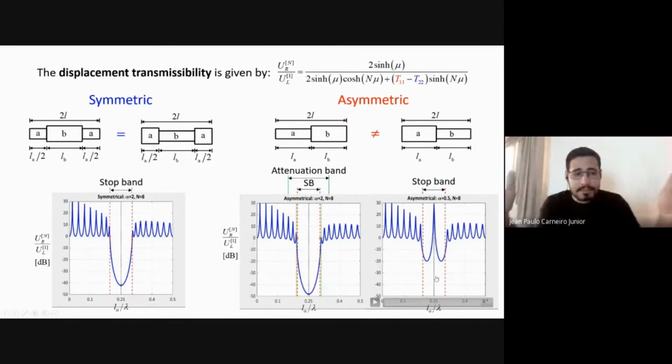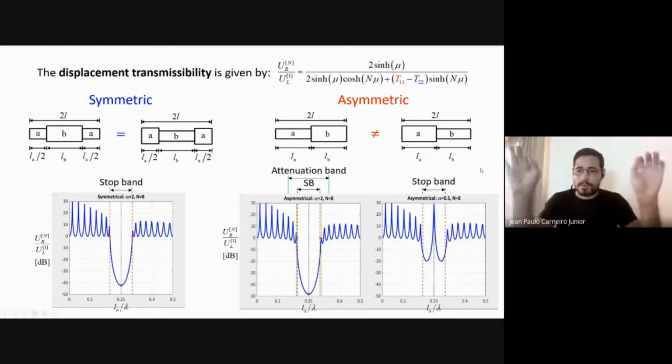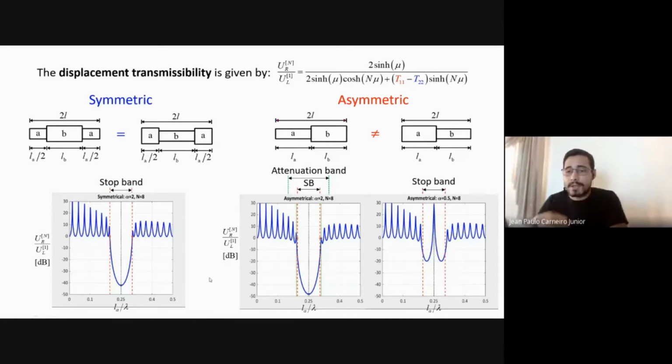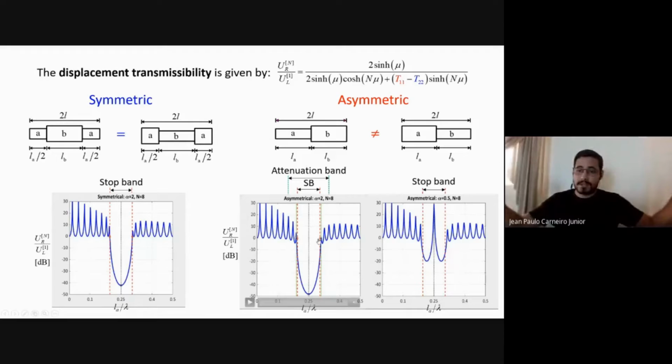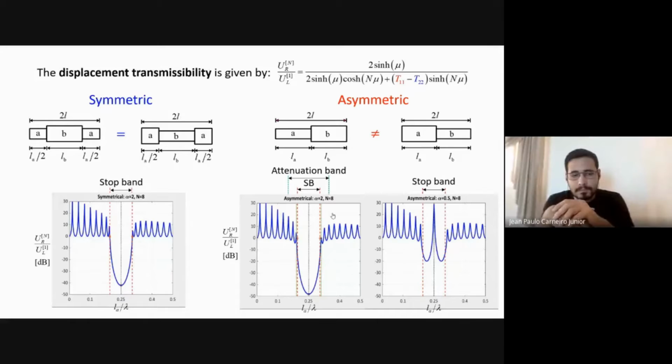So now we have seen what happens with the bounding points, or with our bandwidth. For a symmetric structure, this bandwidth remains constant for any number of cells. For an asymmetric one, this bandwidth starts greater than the stop band and tends to be the same as the stop band. But what happened to the minimum transmissibility? If you look at the dashed black lines right in the middle of the stop band where the minimum occurs, you see that there is a difference in attenuation for asymmetrical and symmetrical structures. So let's see what's happening.